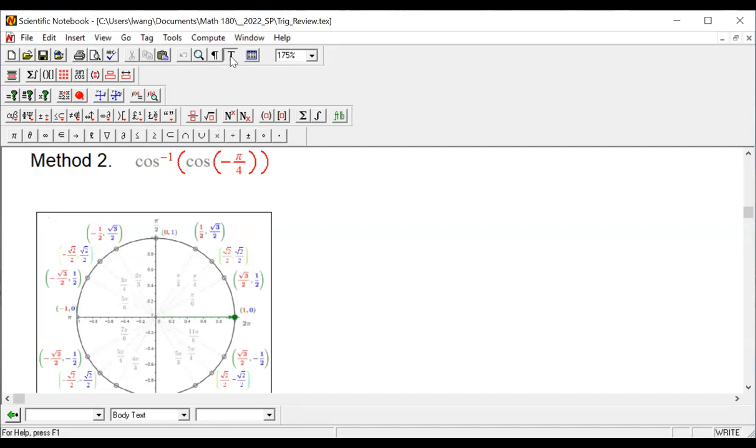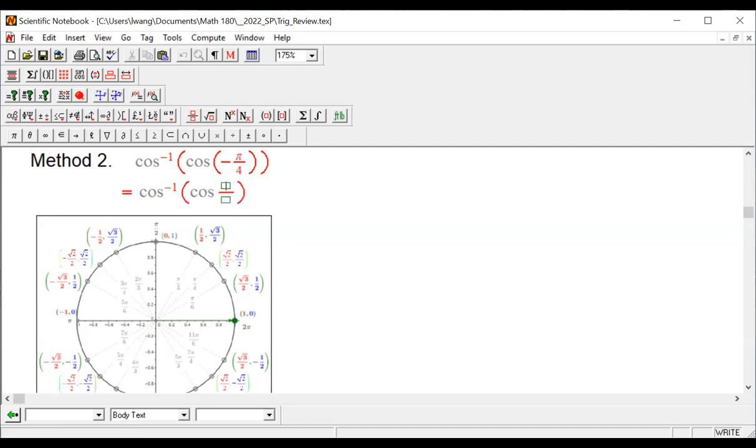Here's why. Cosine is an even function, isn't it? So I'm taking arc cosine outside. Cosine of negative pi over 4 is the same as cosine of pi over 4. Opposite inputs produce the same output. So cosine of negative pi over 4 is cosine of what? Pi over 4.